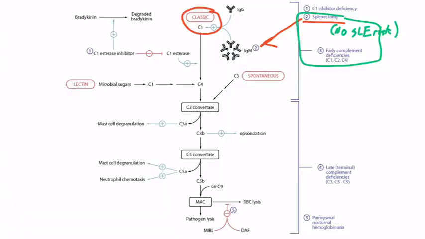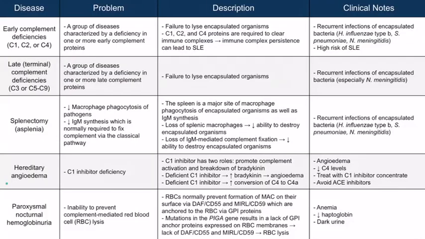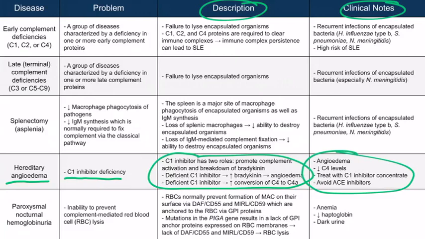Now let's briefly discuss hereditary angioedema. This is caused by a C1 inhibitor deficiency. The description, as shown here, and the clinical notes, as shown here, are all discussed in detail in the previous video on the kinin system. Those details are reiterated here just for the sake of completeness of this table. However, we won't rehash those details again here.